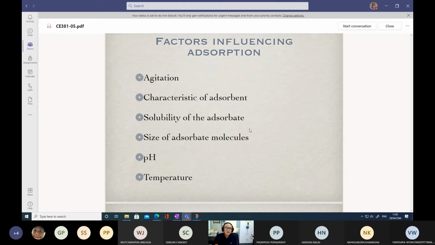Here is the list of factors influencing the adsorption.